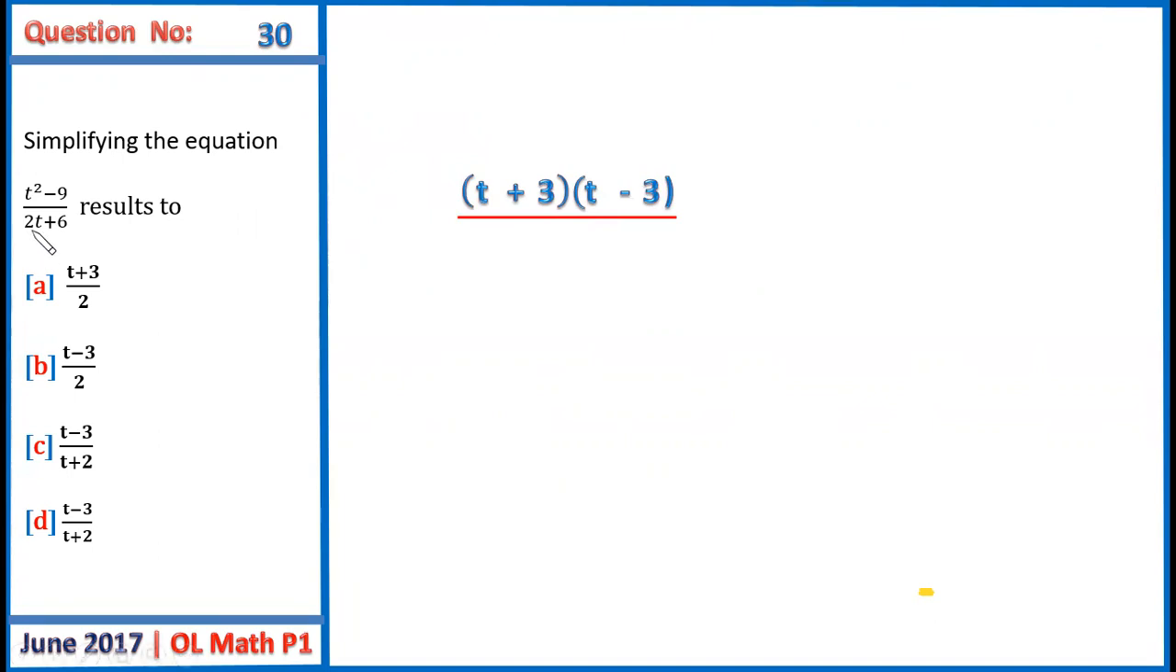Now, the highest common factor of the denominator is 2. We factor out the 2. 2t divided by 2 is t, and 6 divided by 2 is plus 3. So we now see that t plus 3 can cancel out with t plus 3, right? So these two can cancel out and we'll be left with t minus 3 on 2. So this is the final answer, t minus 3 on 2, which is B in this example.